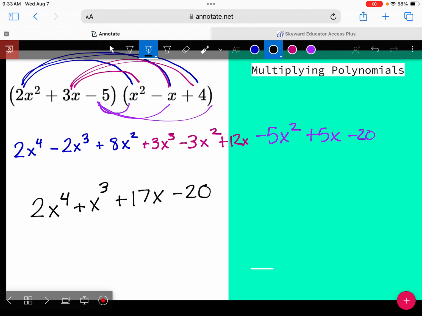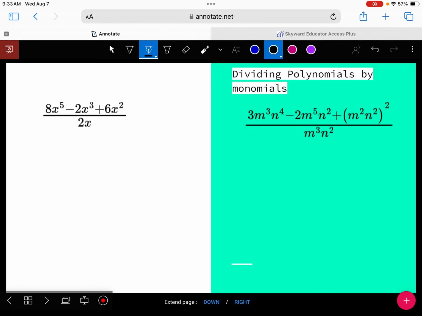Questions on this one? This one is probably our most annoying one of the day, just to say. We are going to do 2 more problems, but they are not multiplying. So I feel like we got the hang of it. This is something we've done a gazillion times. We are going to remember how to divide by a monomial.